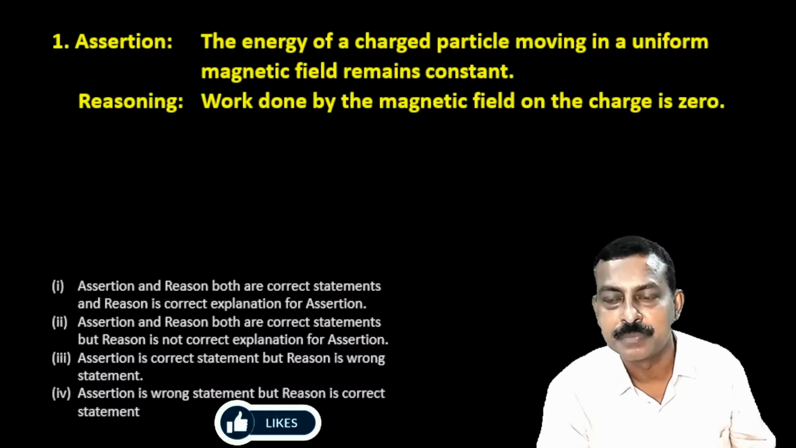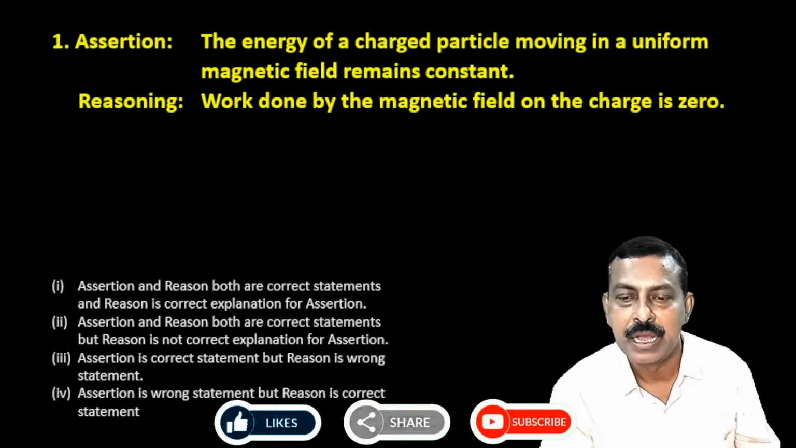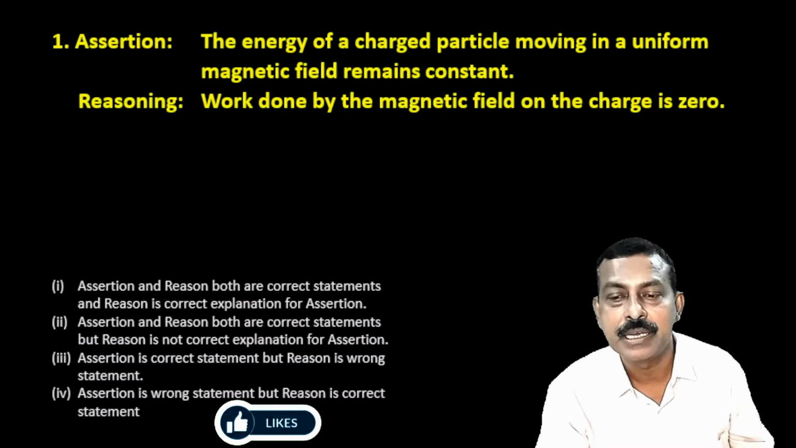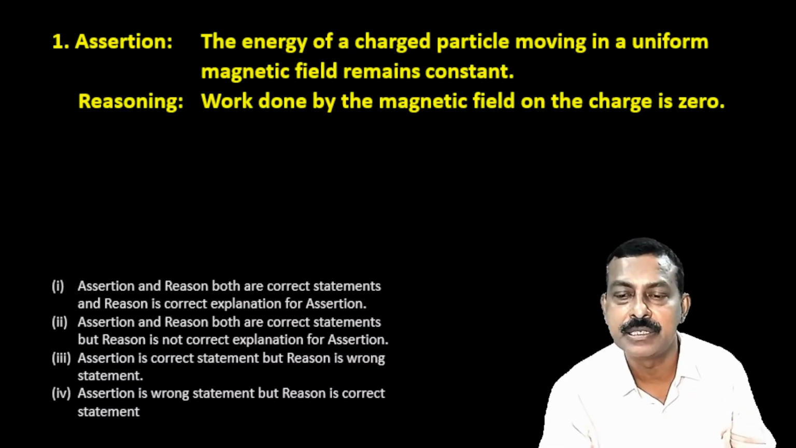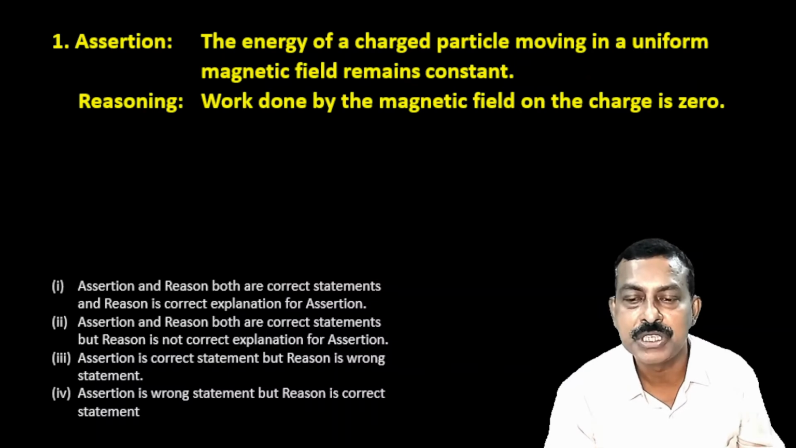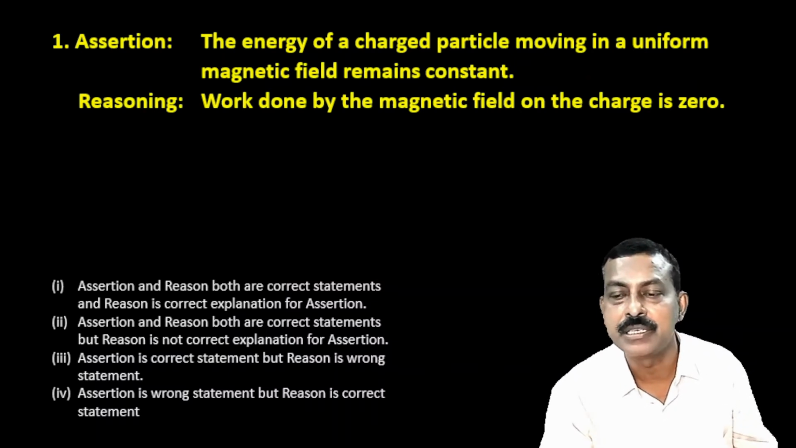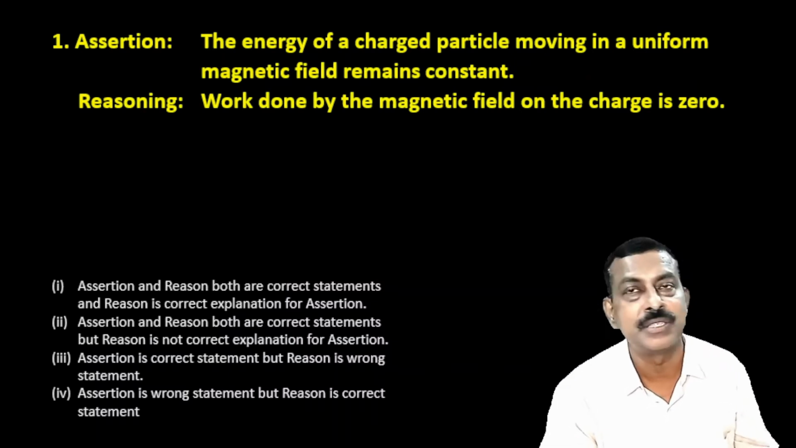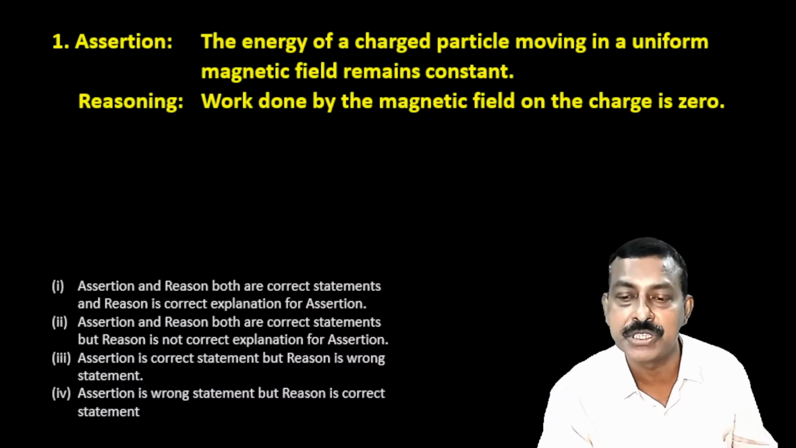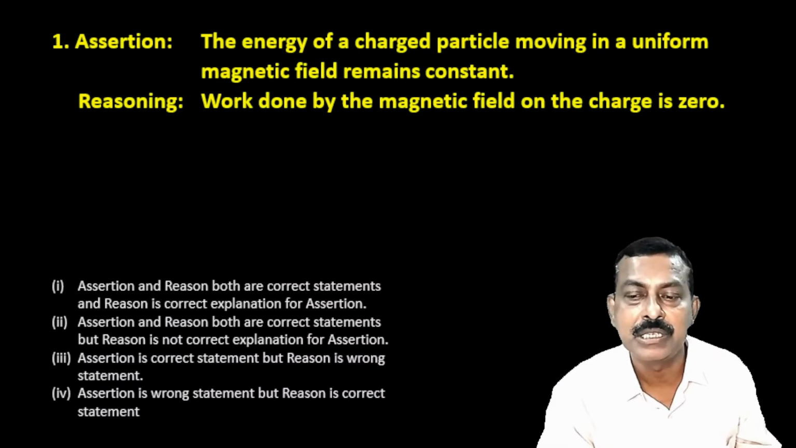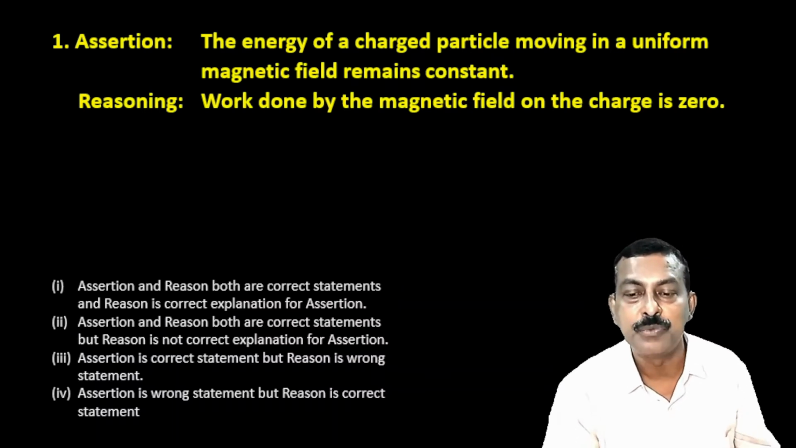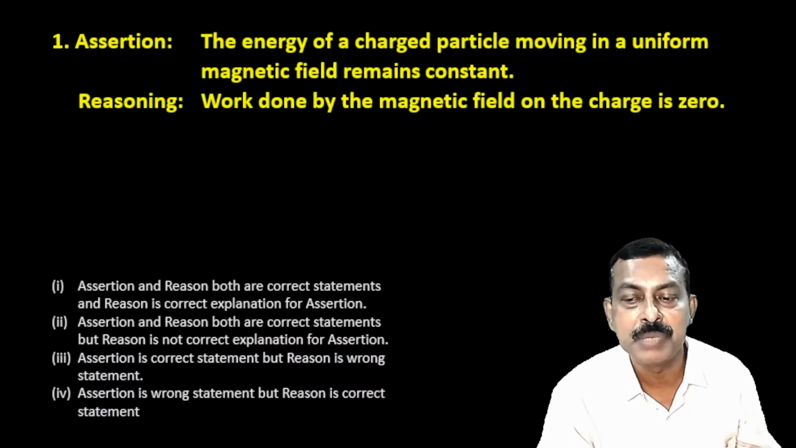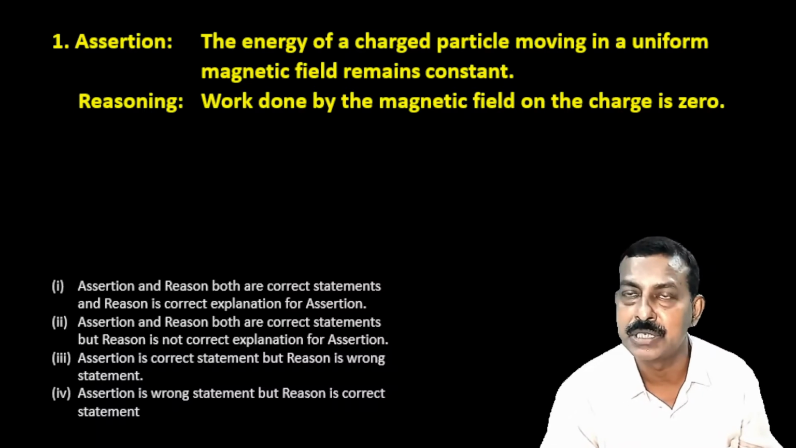Let's take the first question here, and of course here we'll just check the options which are there. First one is: assertion and reason both are correct statements, and reason is the correct explanation of assertion. Second one is: assertion and reason both are correct statements, but reason is not the correct explanation of assertion. Third one is: assertion is a correct statement, but reason is a wrong statement. And the fourth one is: assertion is a wrong statement, but reason is a correct statement.